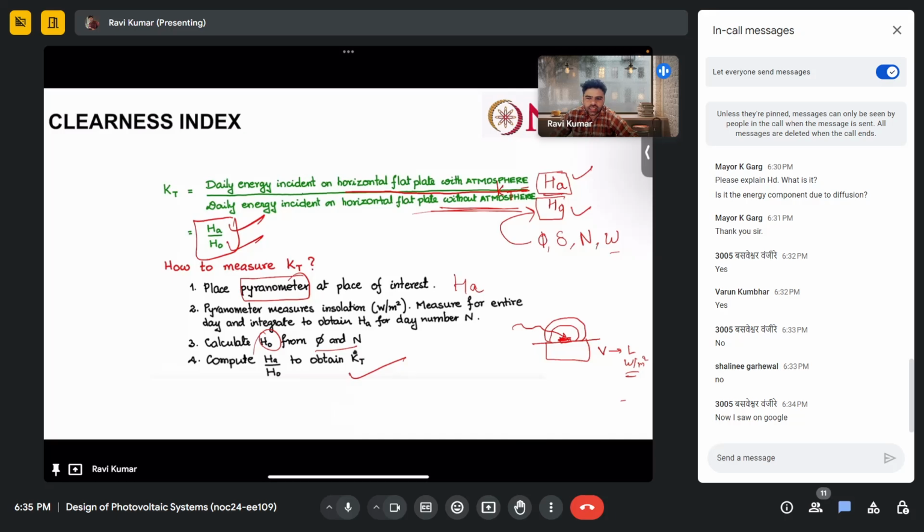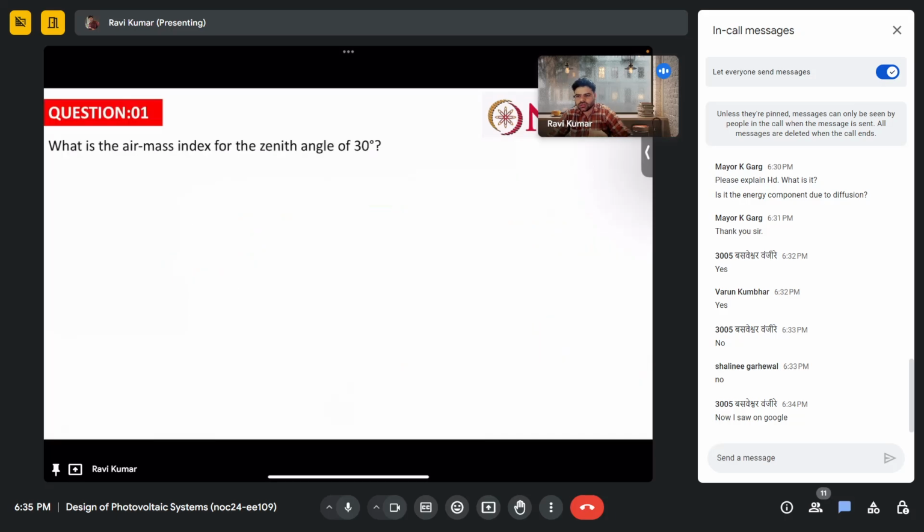Okay, so these are the concepts which we need to understand before doing the numericals. So it is all about the atmospheric impact. In this we have the clearness index. Also we have the impact of tilt, that is the tilt angle. Now we will solve a few problems. So let's start with question 1. Very basic question. What is the air mass index for the zenith angle of 30 degree? And these are the options. Calculate it and let me know.